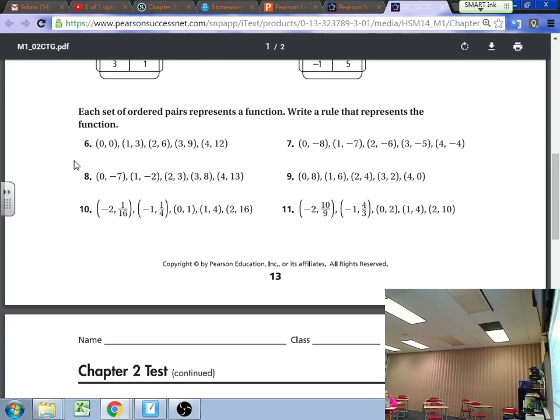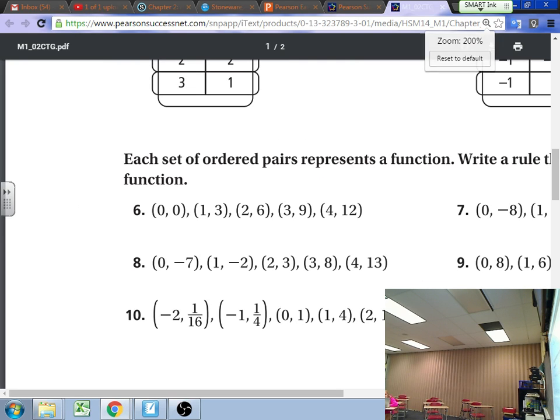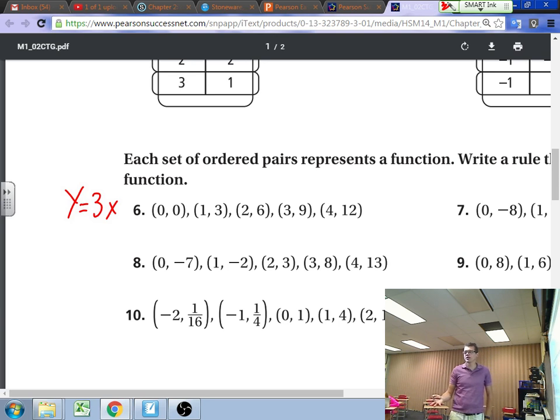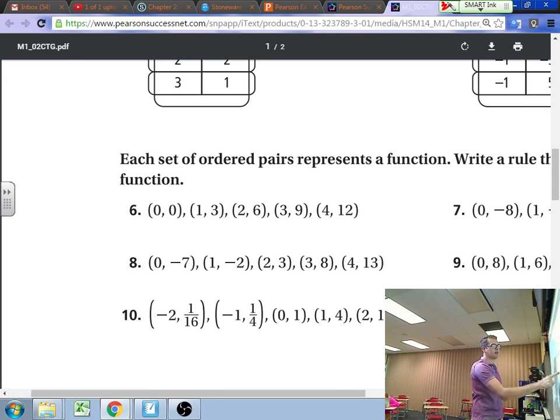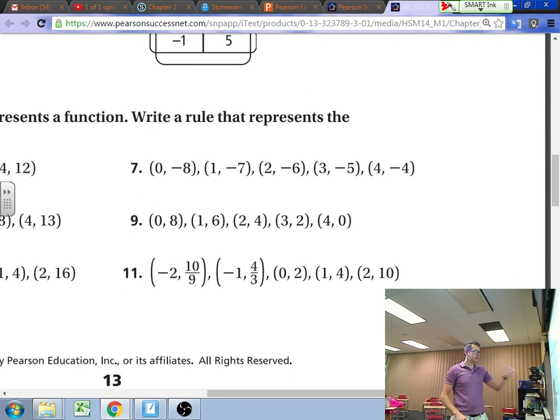Can you see in number 6 what that relationship is going to be? How does every y value compare to the x value? It's 3 times, right. So this one's a little bit easier. We could say y is 3x. That's pretty quick to identify. But I haven't even looked at these answers yet, so I might be getting into a dangerous situation. Let's look at one like 9.